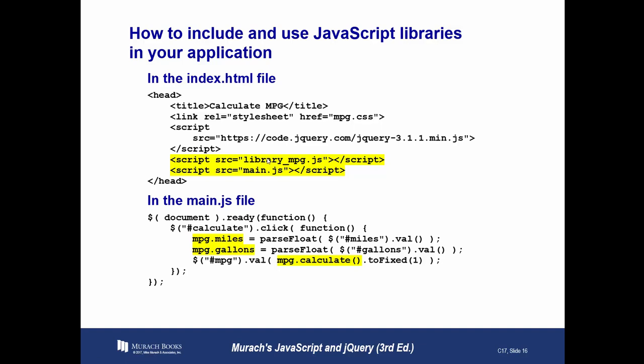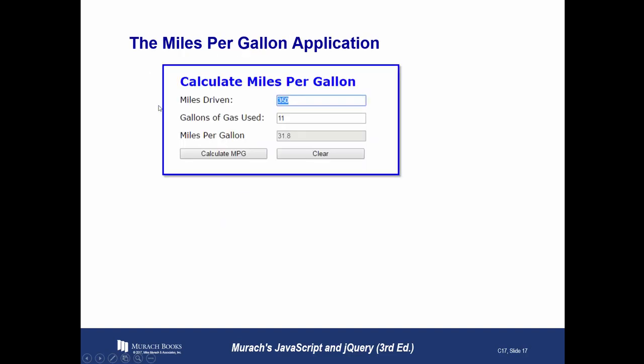So, a JavaScript library is just normal JavaScript. You create a library by grouping related functions and objects in a single file. You should name your JavaScript libraries something that's pertinent to what it is you're trying to do with them. You include JavaScript libraries in your application simply by using script elements. And we just talked about the importance of the order in which you put these in.